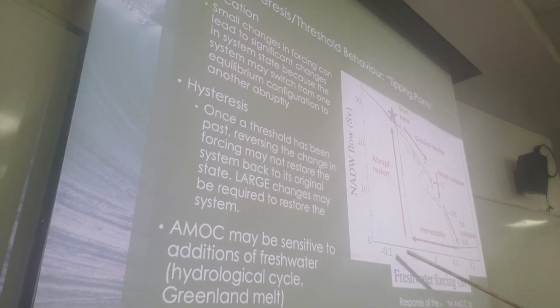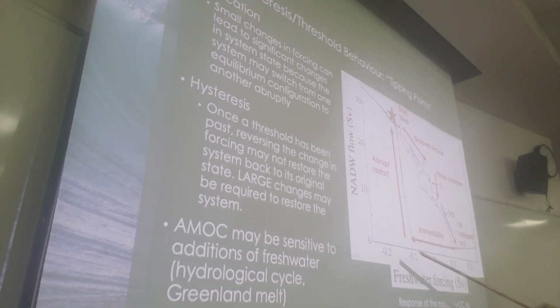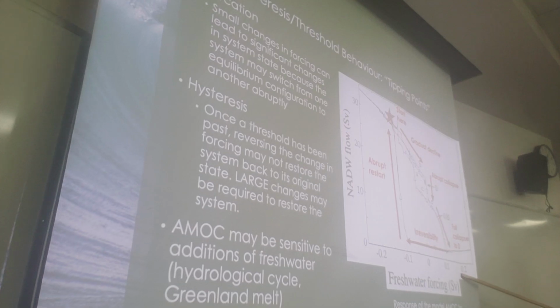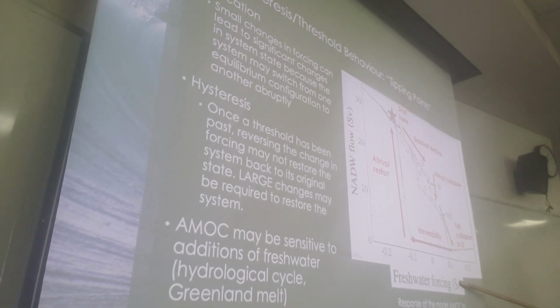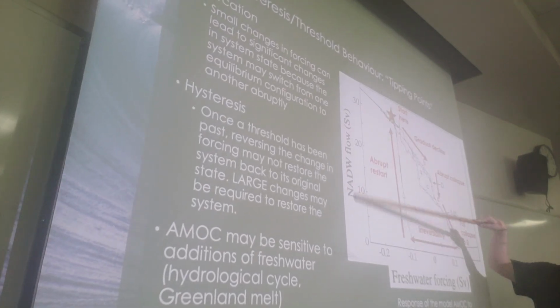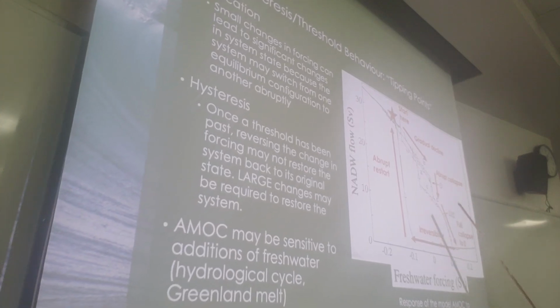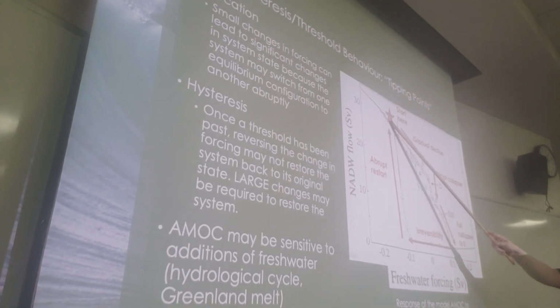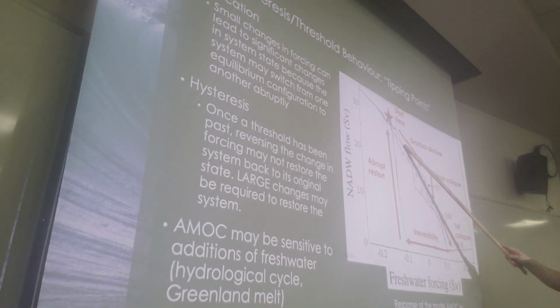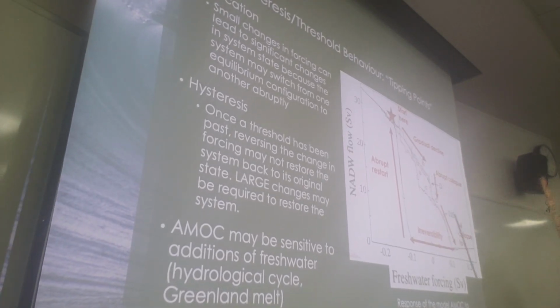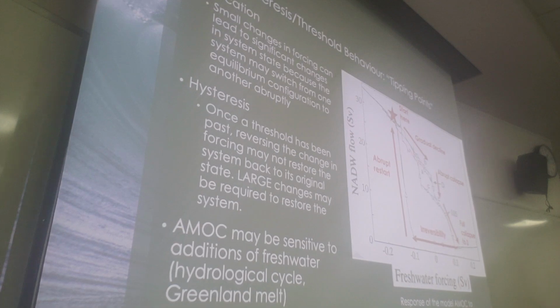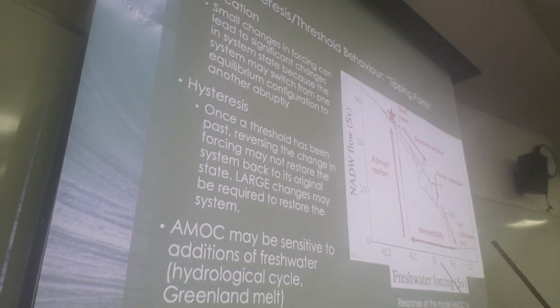Now this diagram is showing the experiment they did with the model. The x-axis is how much melting is happening, so how much fresh water is being produced by Greenland. And the y-axis is how strong the AMOC is. What they found is, as they started to increase the amount of fresh water, the AMOC got gradually weaker and weaker, because we're freshening the water and sinking less. You get a less strong driving, and so the AMOC gradually weakens.